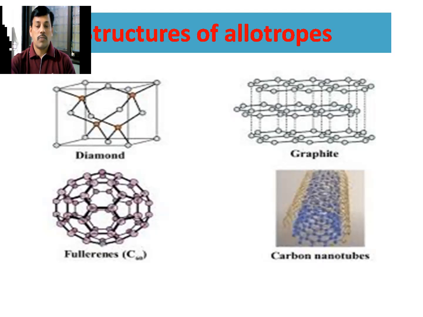Now you see the last picture, carbon nanotubes. These nanotubes are very useful nowadays in scientific surgeries and operations. Nanotubes are placed in molecules. So these nanotubes are of great interest in medical chemistry as well as in medical sciences. All these structures are different and they are different hybridization forms.